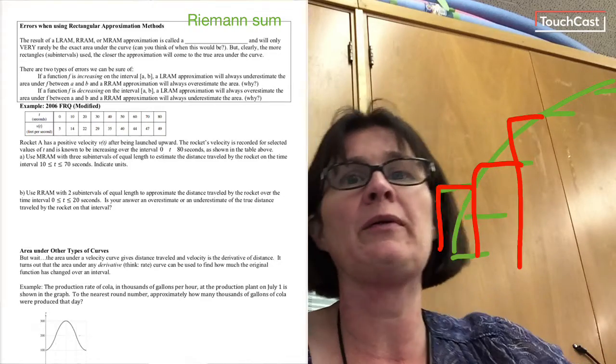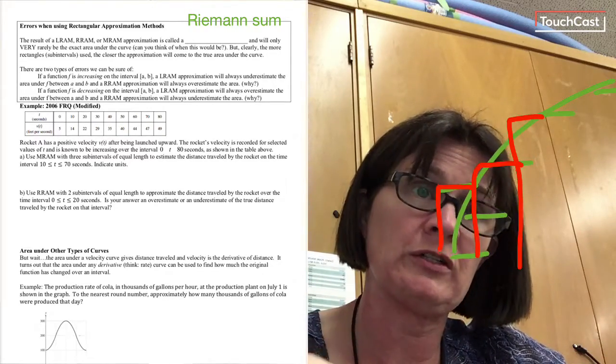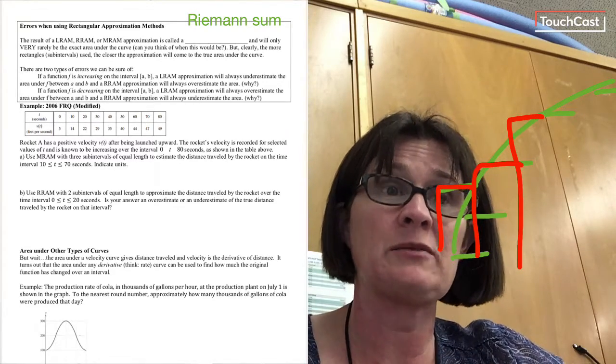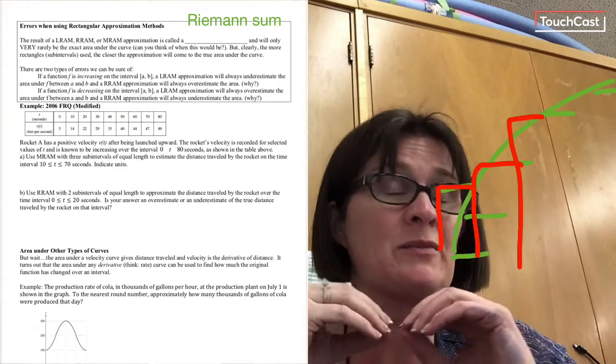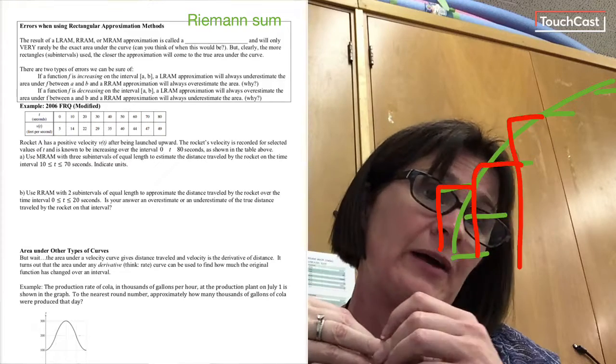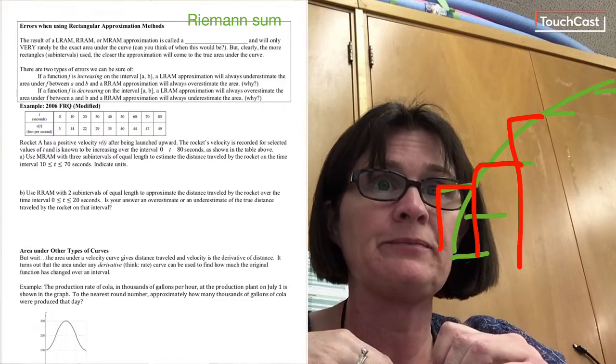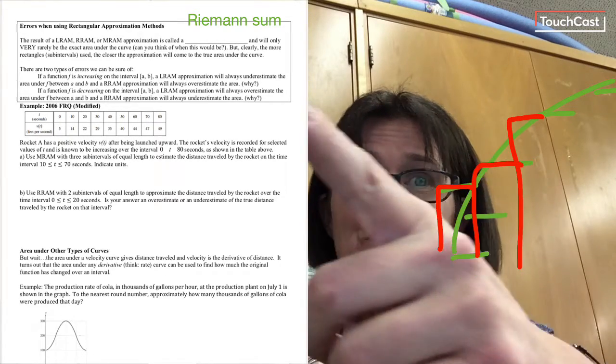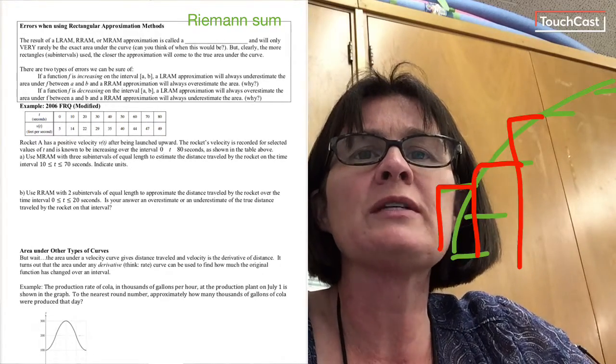And the other way around, if I know F is a decreasing function and I try to approximate the area under F with LRAM, then I have an overestimate. If I try to find the approximate area under a decreasing curve with RRAM, I'm going to have an underestimate. See that right? It's in your notes. The notes are right.